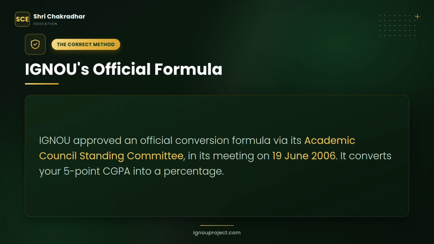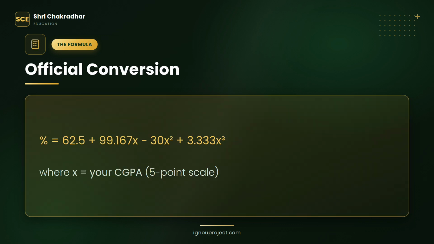So what is the correct method? IGNOU approved an official conversion formula through its Academic Council's Standing Committee in its meeting held on the 19th of June, 2006. This formula converts your 5-point grade point average into a percentage. The formula is as follows: percentage equals 62.5 plus 99.167 times your CGPA minus 30 times your CGPA squared plus 3.333 times your CGPA cubed.